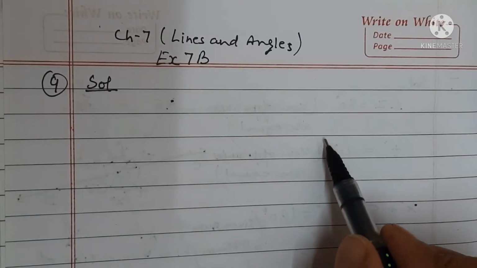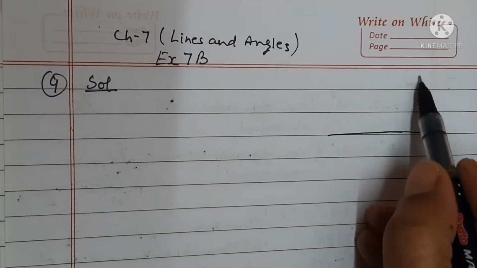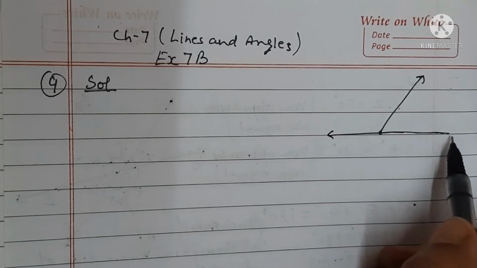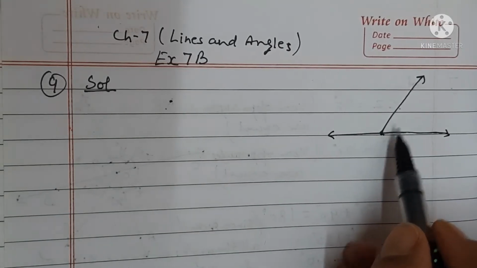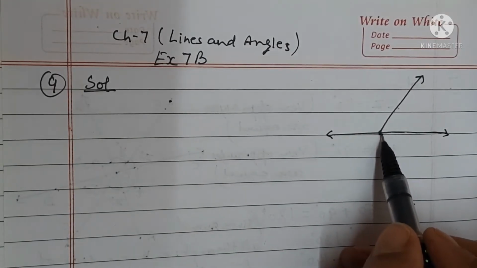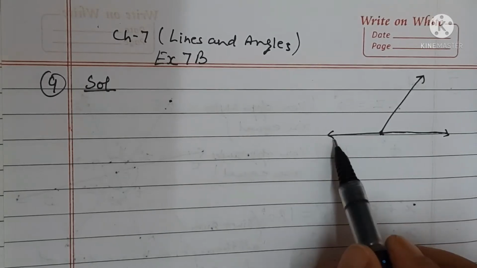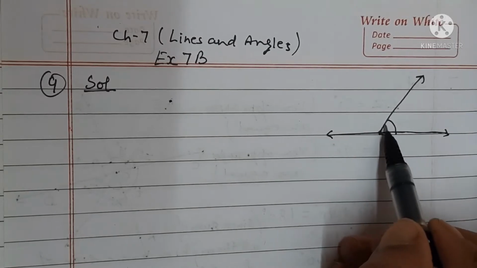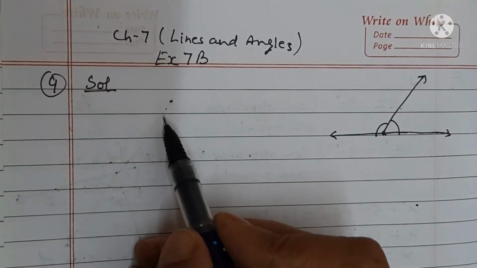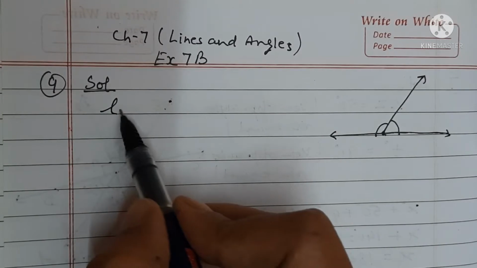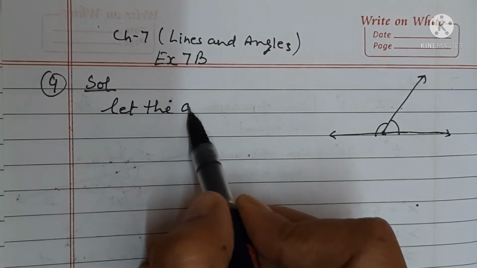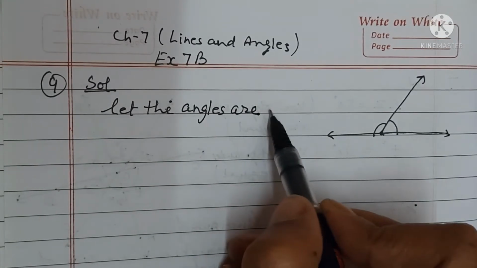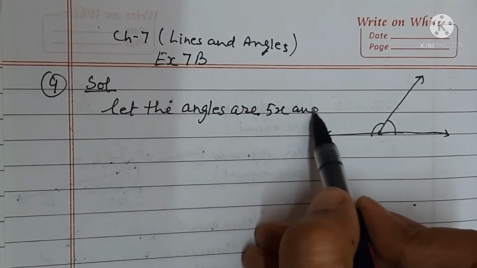Now, adjacent angles are angles in which one arm is common, with a common point on this common arm, and the other two arms are opposite to each other. Here the angles are in the ratio 5:4. So you can write, let the angles be 5x and 4x.